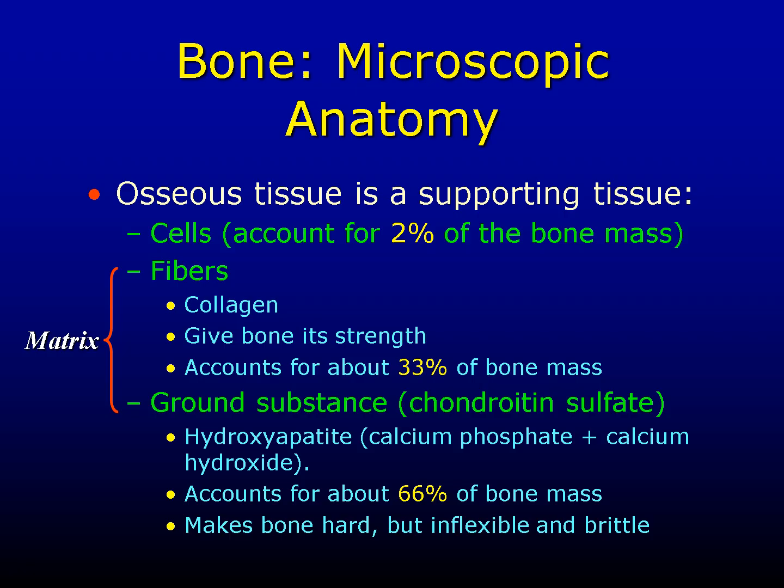The ground substance is made up of chondroitin sulfate and has been hardened by the infiltration of calcium salts, collectively referred to as hydroxyapatite. The mineralized ground substance accounts for 2/3, or 66%, of the bone mass. It makes bone hard so it can carry out its function of supporting the body. But mineralization also makes bone inflexible and brittle.